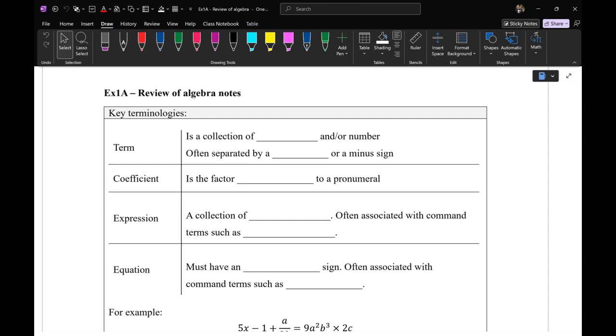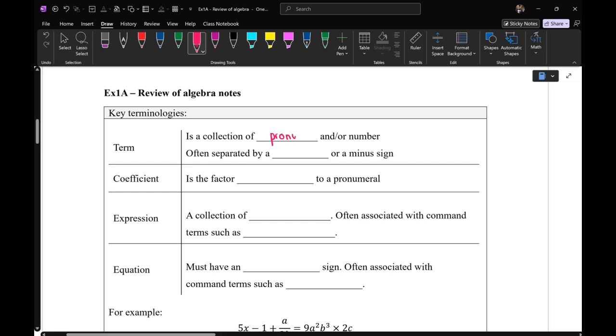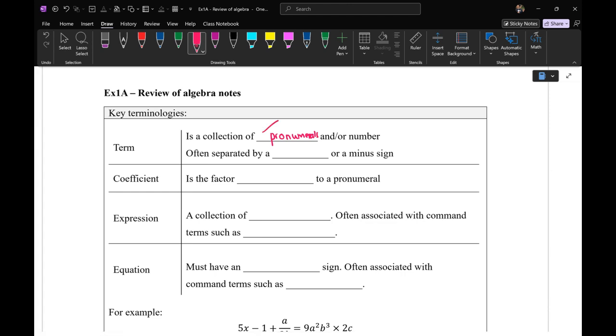What is a term? It is a collection of, what is it? Can I please have, let's go with Sean. It's a collection of what, do you think? Pronumerals, very good. Pronumerals or letters, whichever you want to call it. So a term is a collection of letters or pronumerals and or a number, often separated by, and this is just what I tell my year 8s, a plus or a minus sign.